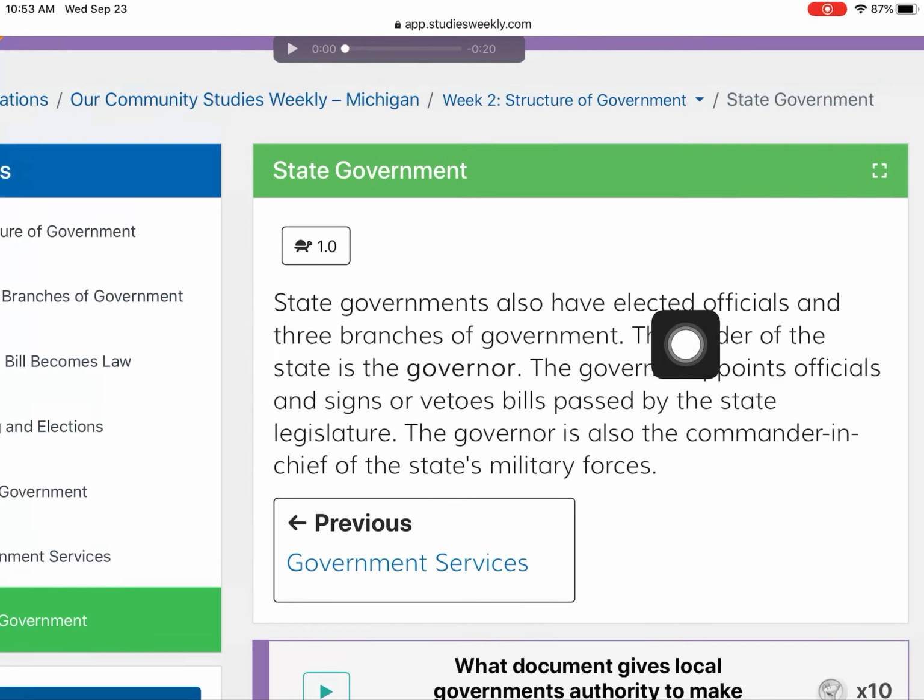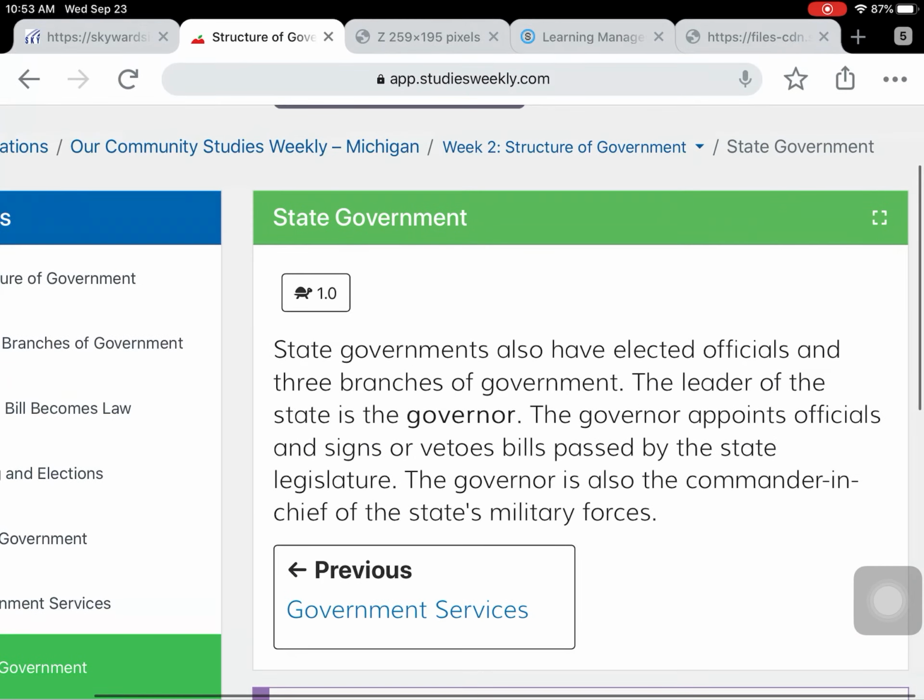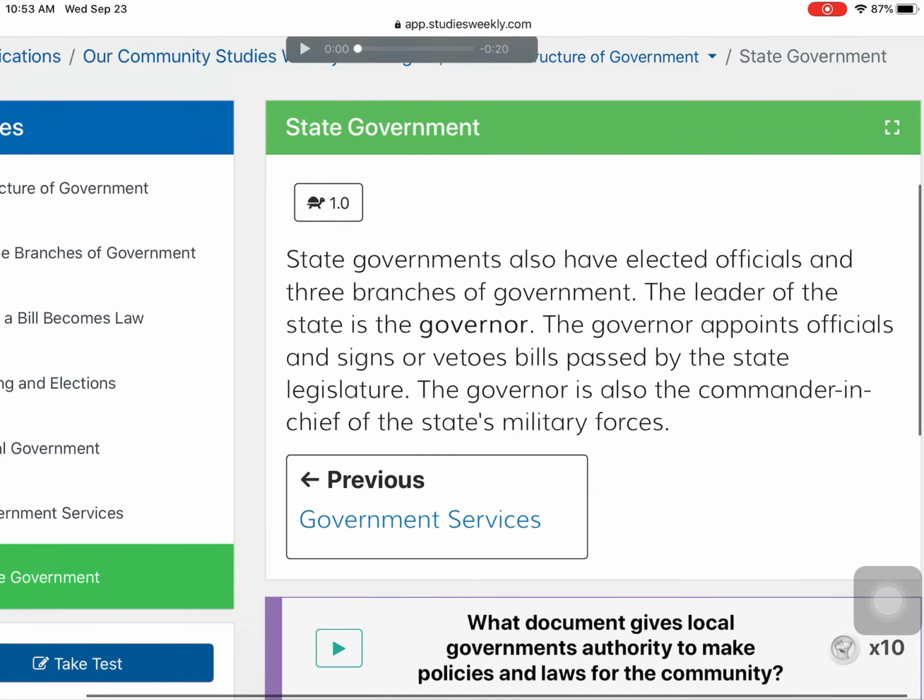Let's go ahead and read this passage here. I'm going to read it for you and you can go ahead and follow along. If you want to have it read to you again after we're done, you can always go on to Studies Weekly and have it read to you again.